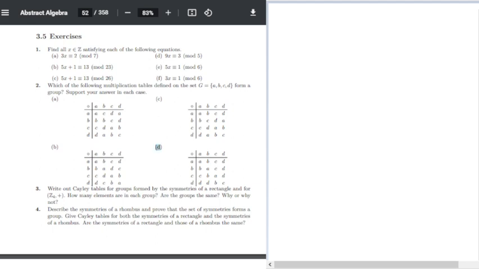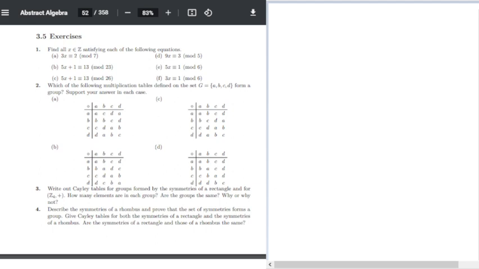I'm also just going to jump forward to D, because it's fundamentally a similar analysis. For this, A, B, C, and D. First of all, A is making itself look like the identity element right now. So we have B as the inverse for B. Ah, okay. So, D also cannot be a group from the looks of it.